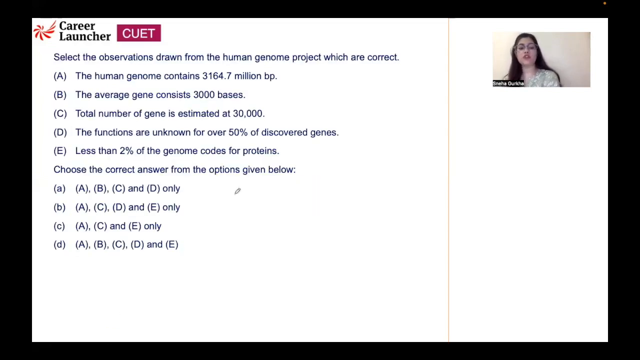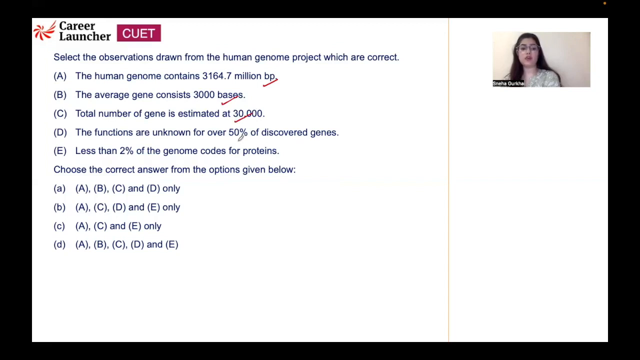Next, select the observation drawn from the Human Genome Project which are correct. The Human Genome Project contains 3,164.7 million base pairs, correct. The average gene consists of 3,000 bases, correct. Total number of genes is estimated at 30,000, correct.